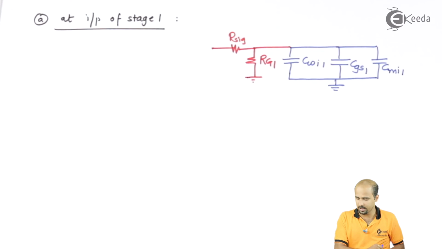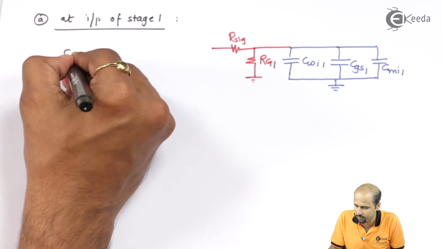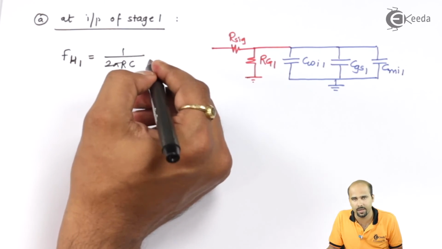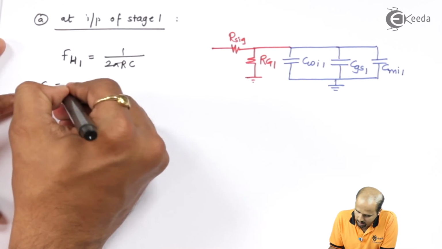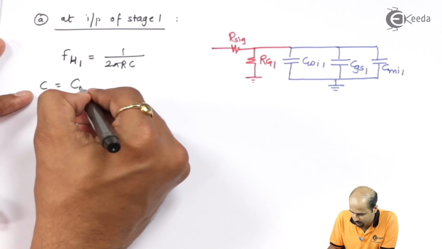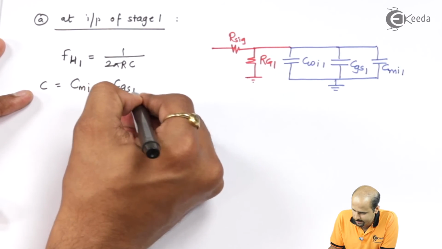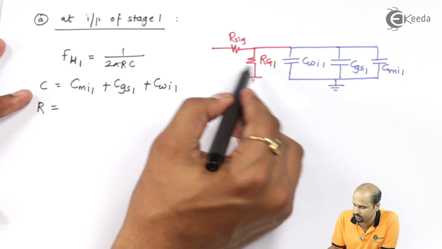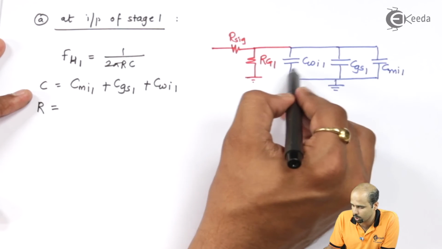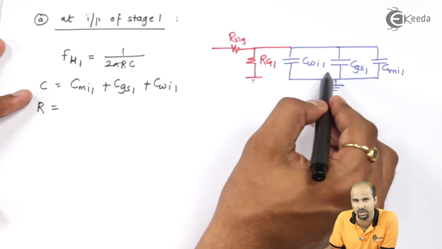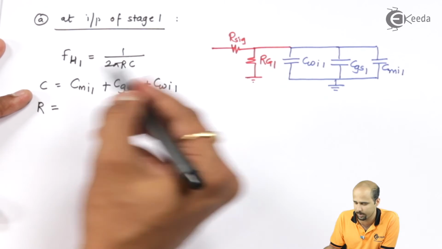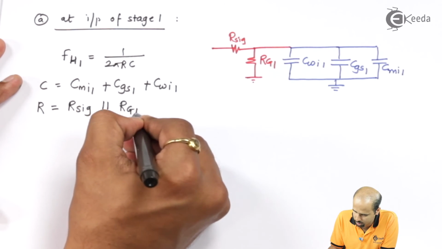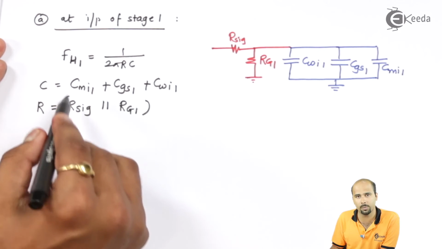I can say that at the higher frequency side, ultimately your fundamental frequency FH1 will be that is nothing but 1 upon 2 pi RC, right? Once we get this, we just have to calculate what is C. C is nothing but the parallel combination of CMI1 plus CGS1 plus CWI1. Similarly, R is nothing but the parallel combination. Once we short this particular thing and look from all the capacitances, the equivalent capacitance, we'll be getting the R signal and RG1 in parallel. So R signal becomes in parallel with RG1. Okay, so this is how we'll be getting FH1.